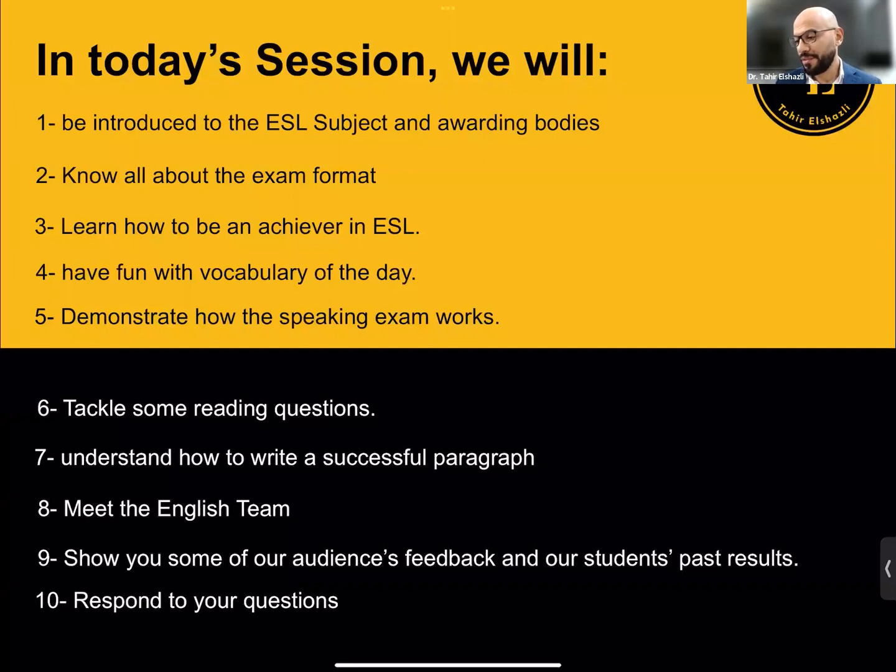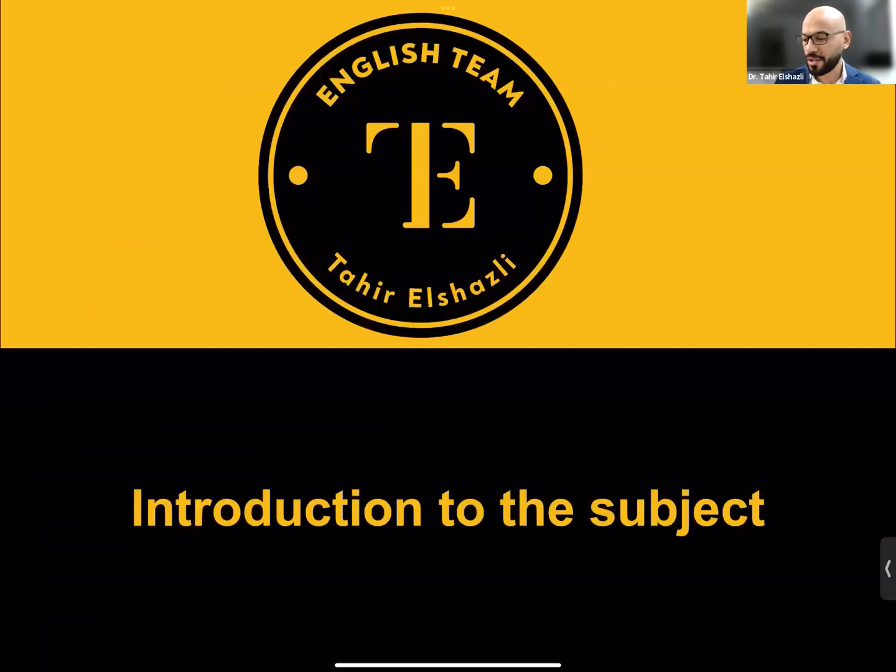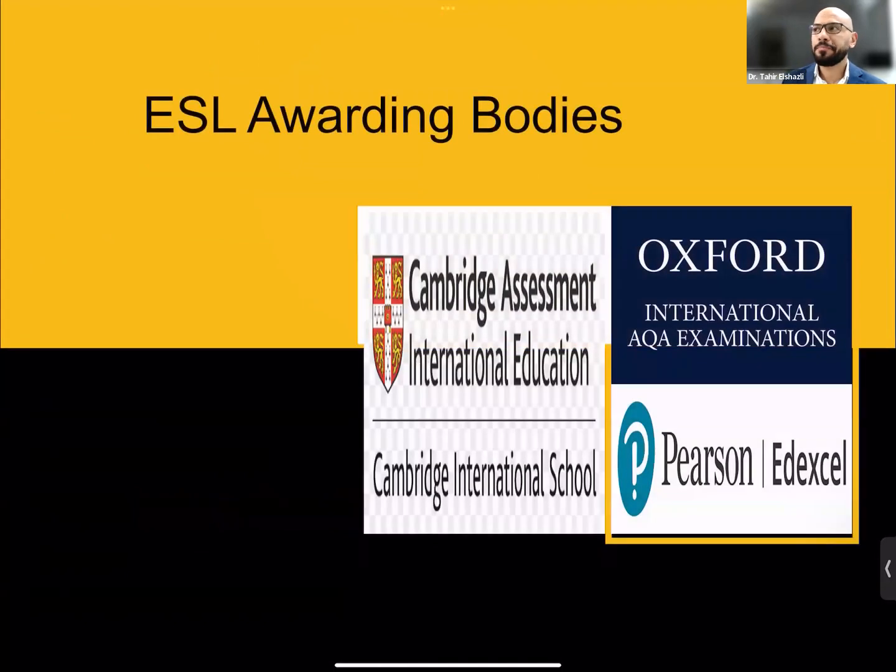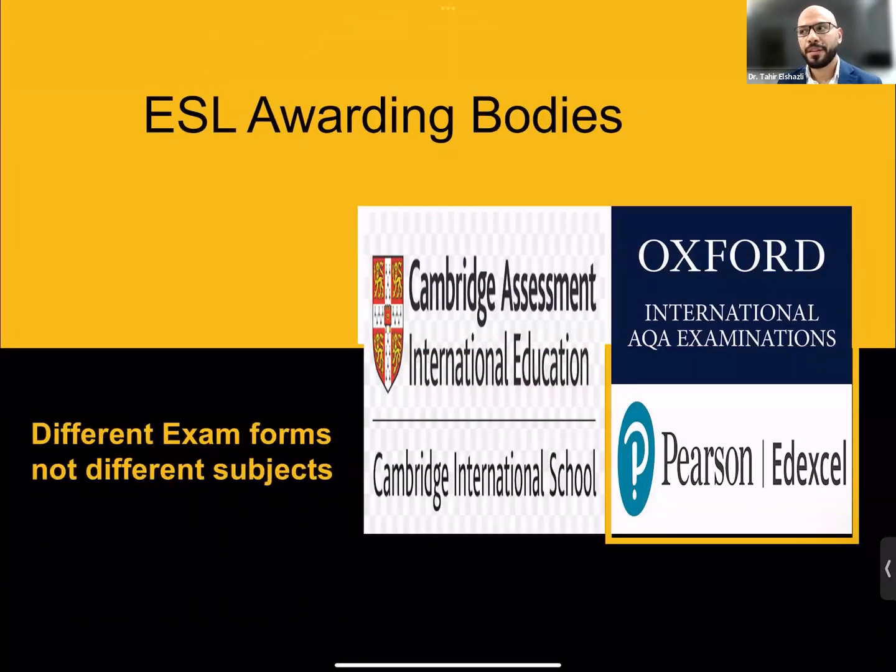Now, let's go to the first thing we're going to work on today, which is introduction to the subject. الأول, what is the English subject and what are the three main awarding bodies? يعني awarding body? An awarding body is the institution or the entity which provides the exam.